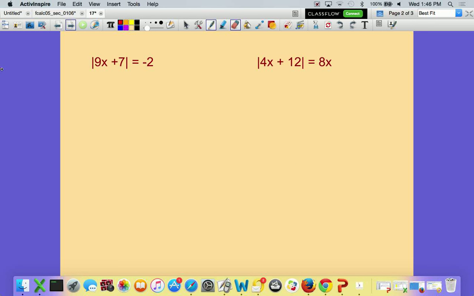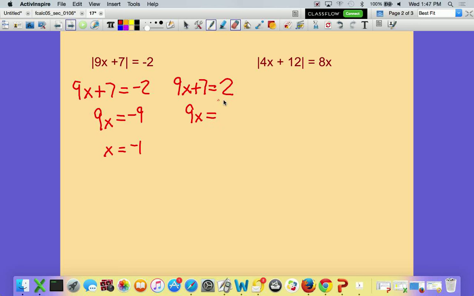Alright, our next one. Well, if we follow our steps on the last one, we see that everything is on the other side. So we're ready to go. Split it into 2. So 9x plus 7 equals negative 2, and 9x plus 7 equals positive 2, running a negative through the answer. And then we just solve this. So 9x equals negative 9, x equals negative 1. Over here, 9x equals, subtract 7, we get negative 5. x equals negative 5 ninths.